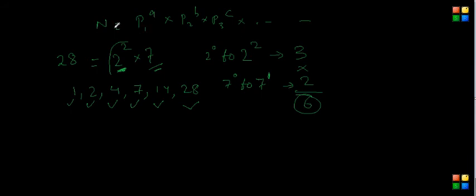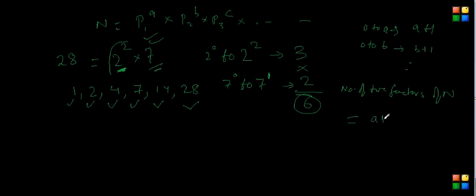The number of factors of any natural number n, which is represented like this, would be: powers of p1 can vary from 0 to a, so a plus 1 in number, 0 to b for p2, b plus 1 in number, so on and so forth. So ultimately I am trying to say the number of positive factors of n will be a plus 1 into b plus 1 into c plus 1, so on and so forth. The key word here is number of positive factors.